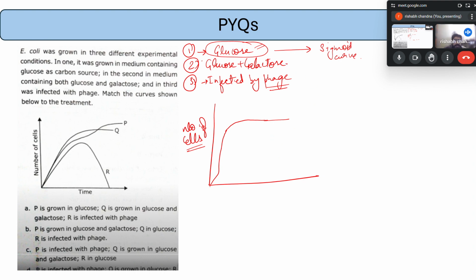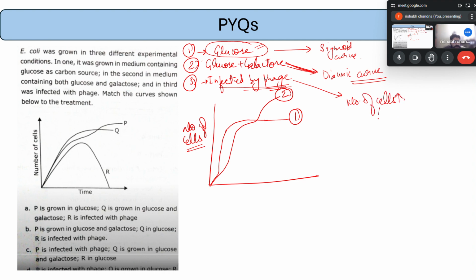Then when we have two carbon sources, that is glucose and galactose, or any other carbon source, then it will have a diauxic curve. Okay, so that will be something different as compared to the sigmoid curve. What will happen? It will have a step in between like this. So this will be the characteristic of the two carbon sources. So this was the first and this was the second. Now when infected by the phage, what will happen? The number of cells will first increase, then during lysis the number of cells will decrease.